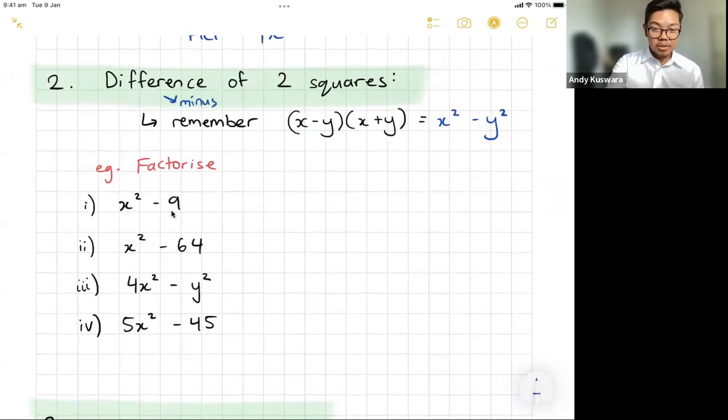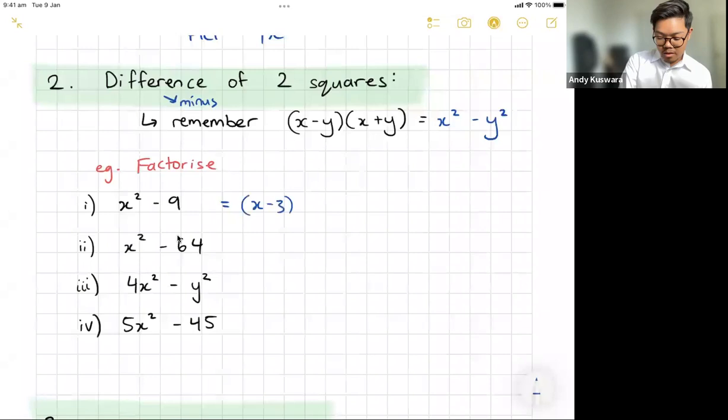If you take a look at these, all of these are actually squares. 9 is a square, 64 is a square. So the way that this would work is if I've got a square minus another square, I can see here that x squared is a square, 9 is a square, so it's just going to be x minus 3, x plus 3, and that will be your factorization. Whenever there are 2 terms and they're both squares and one is minus the other, you can use this factorizing method called difference of 2 squares.